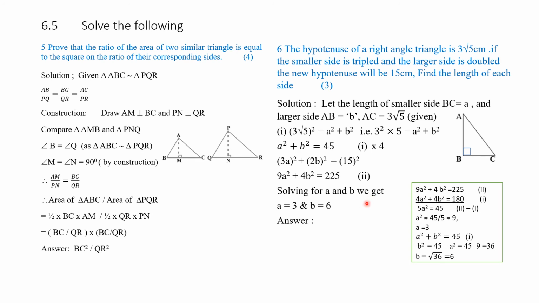Answer. This a is nothing but the length of the smaller side, and b is the larger side. Therefore, we have found the length of each side. That is, the length of the smaller side a is equal to 3 centimeters and the length of the larger side b is equal to 6 centimeters. That is the answer.